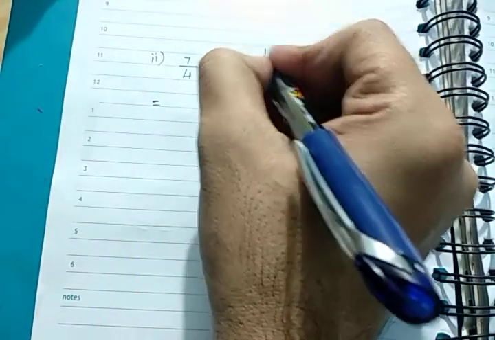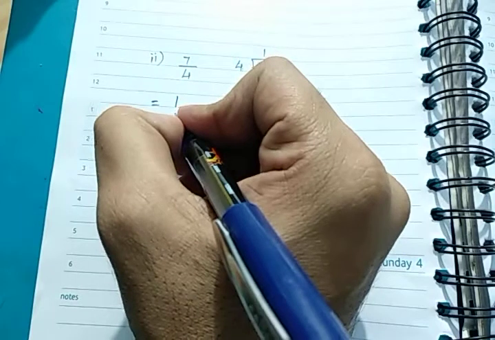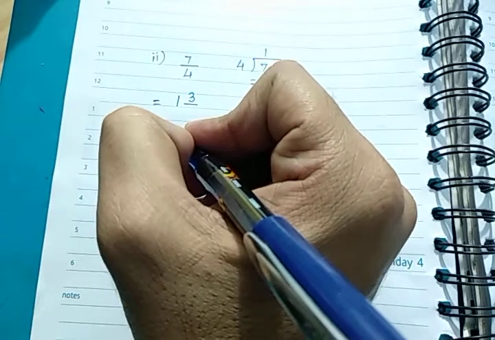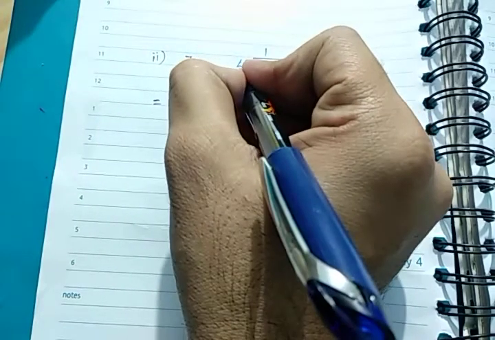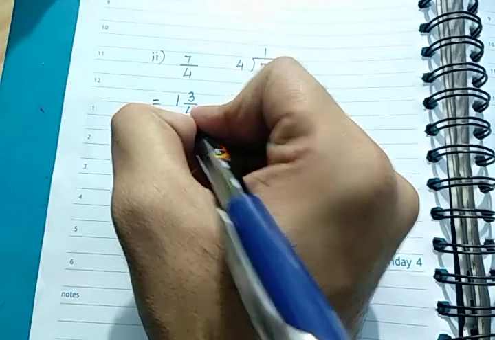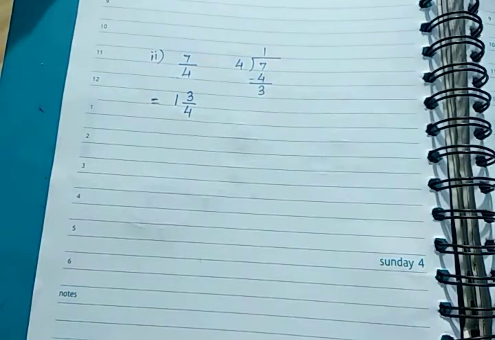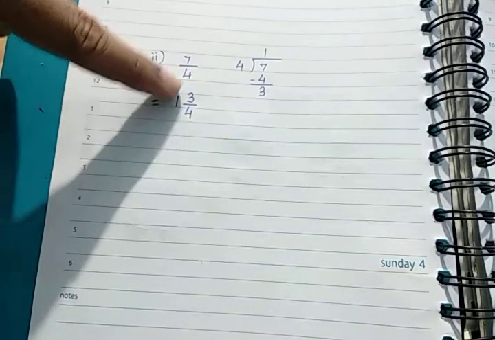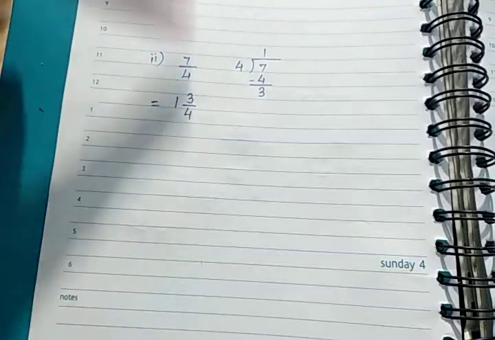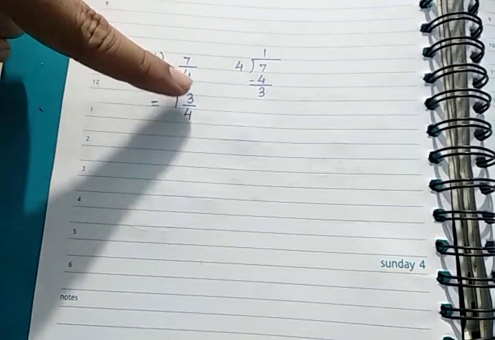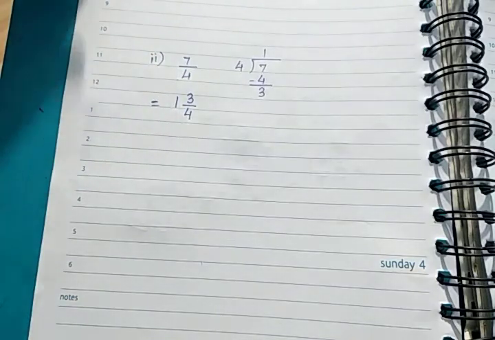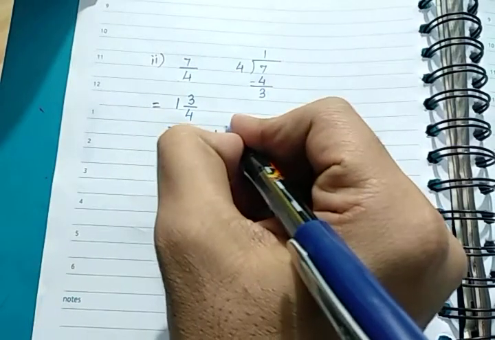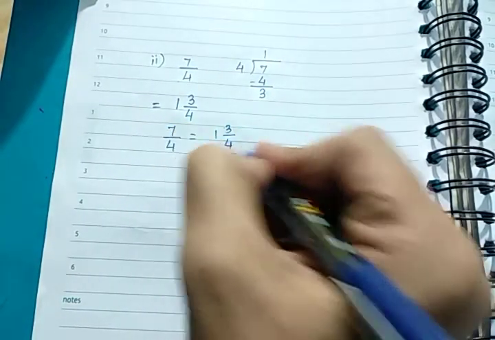So as per the rule I will write the quotient first. So the quotient is 1, then the remainder over here 3 divided by, what is the divisor? 4. So 1 is to 3 by 4. We can always cross check what we have got. 4 ones are 4, 4 plus 3 is 7. So the same thing. So 7 upon 4 and 1 is to 3 upon 4 have the same meaning. You can represent your answer like this: 7 upon 4 equals 1 is to 3 by 4. I hope it is clear.